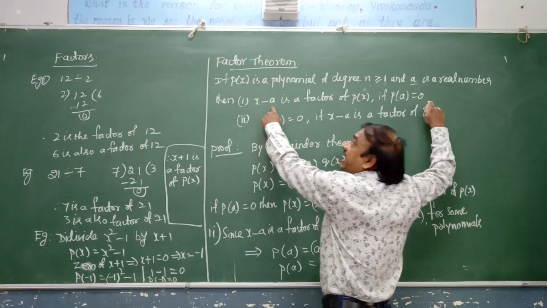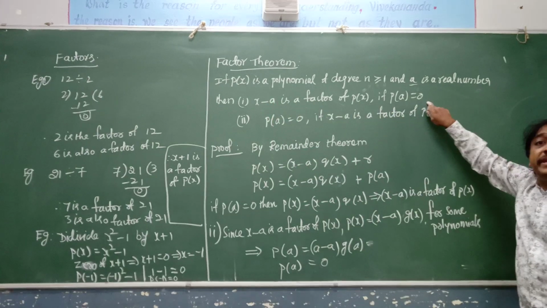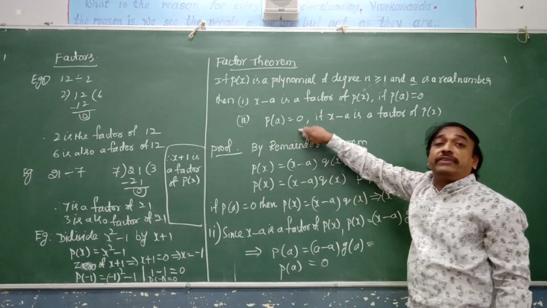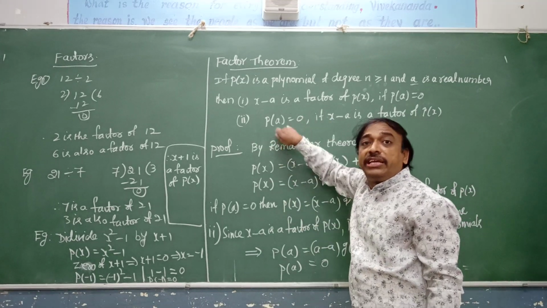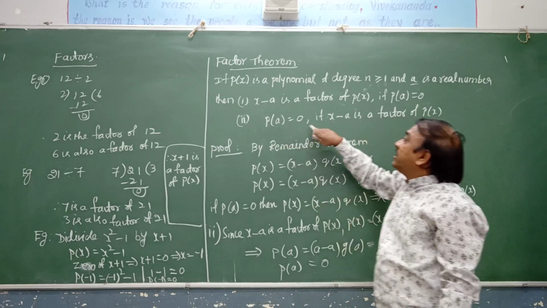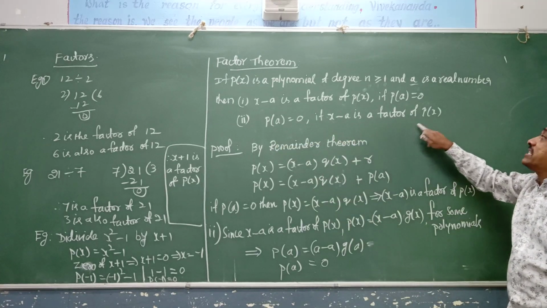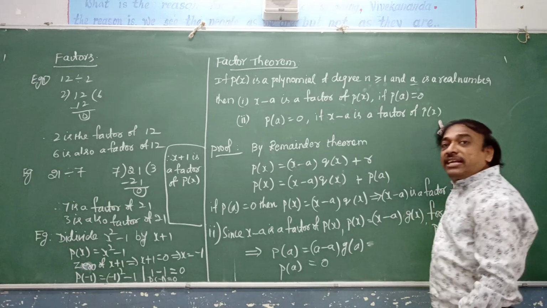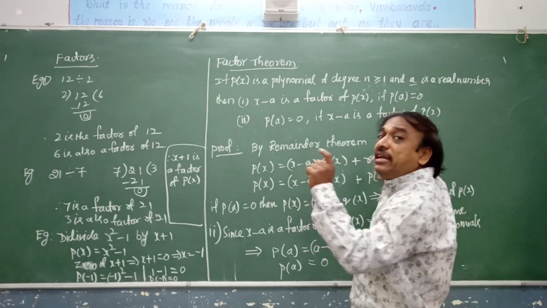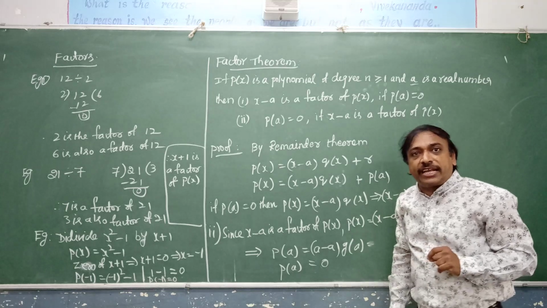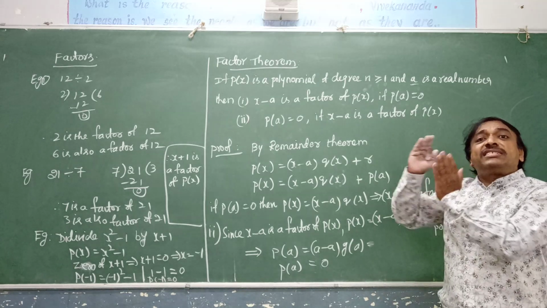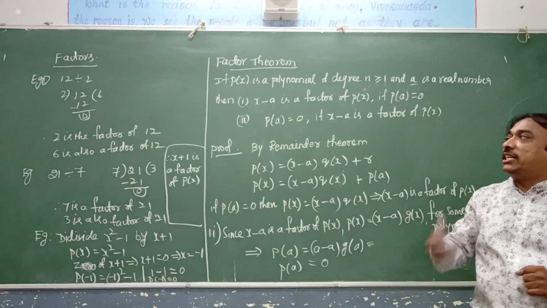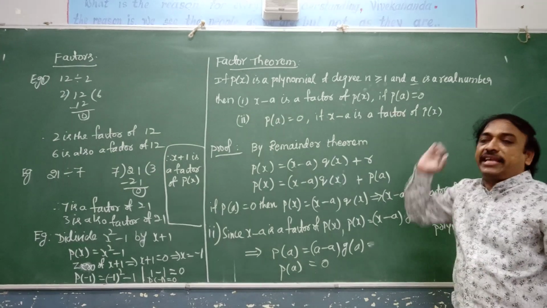When x minus a is a factor of p of x. Similarly, if p of a is 0, if the remainder is 0, then x minus a is a factor of p of x. When you divide, you are getting remainder 0, then the divisor is a factor as well as the quotient is also a factor. Or if the divisor is a factor, definitely the remainder will be equal to 0. That's what this sentence says.